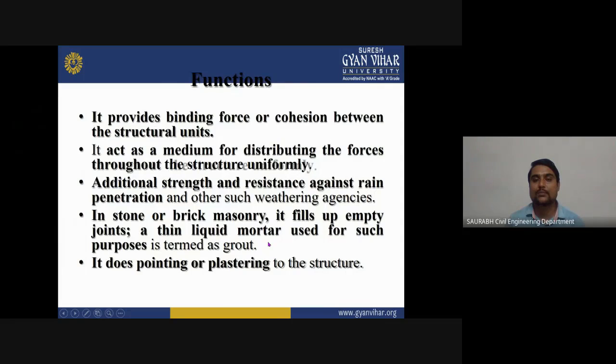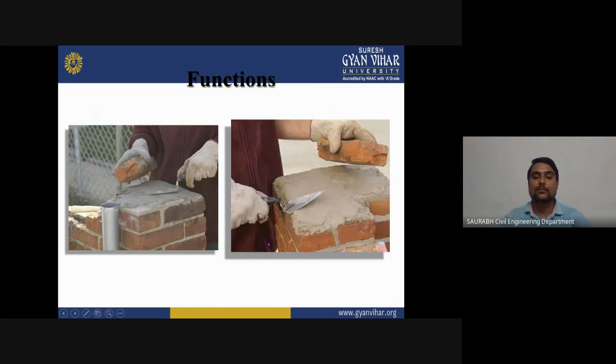It provides the binding force or cohesiveness between the structural units. It acts as a medium for distributing the forces throughout the structure uniformly. It gives additional strength and resistance against rain penetration and other such weathering agencies. In stone or brick masonry, it is filled up to empty joints, and the thin liquid mortar used for such a purpose is termed grout. It is also used in the pointing and plastering of the work.